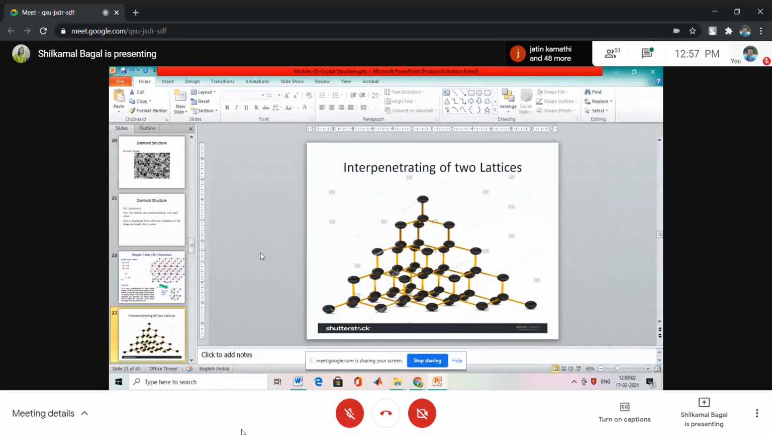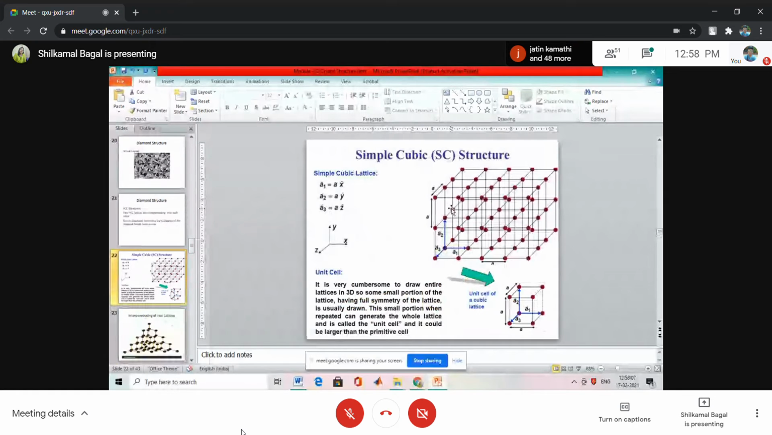For comparing this, we can see the SCC structure we have already studied. In SCC, you can see here, after one cubic unit cell, the next cell is there. After that, this one, then this one. Also on this side, this one unit cell, this unit cell, again this one unit cell. Means after completing one unit cell, the next unit cell is there. And this is a 3-dimensional structure. The diagram is 2 dimensions, but actually this is a 3-dimensional structure.